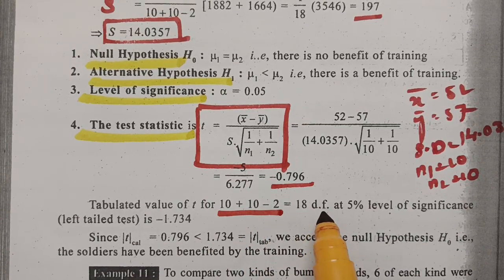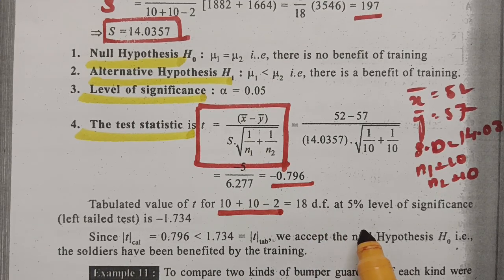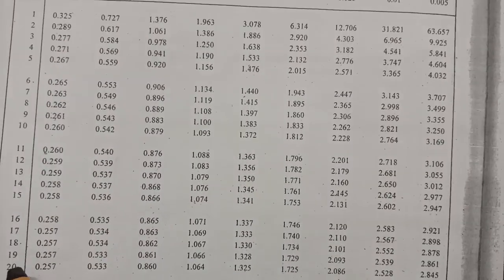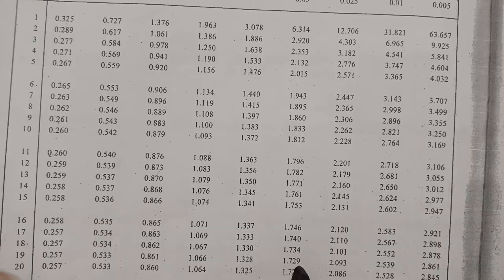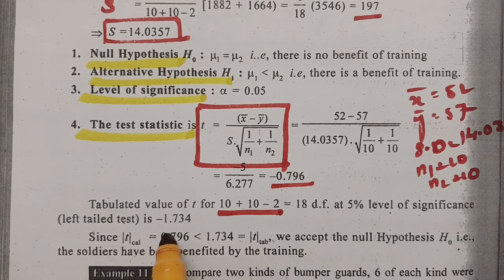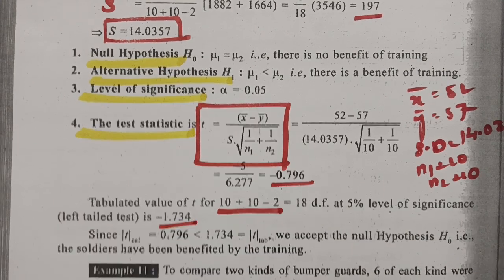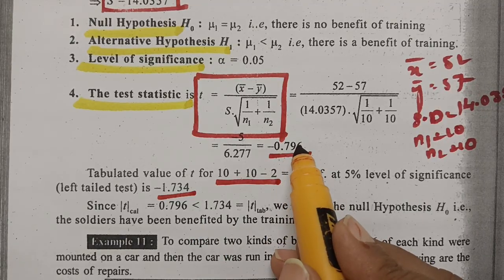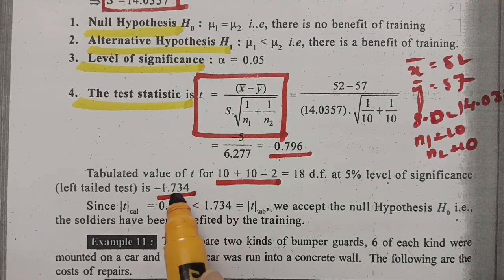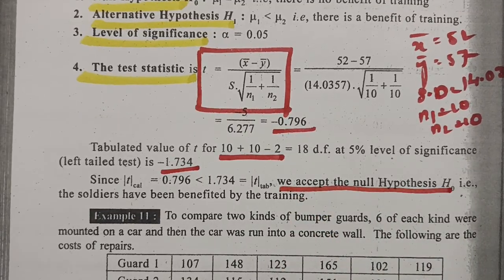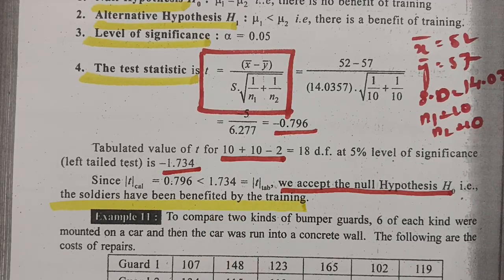At 18 degrees of freedom, at 5% level of significance, for the T distribution, clearly it is 1.734. So if you take the modulus, this is 1.734, and this value is nothing but the calculated value, and this is the tabular value. Clearly 0.796 is less than 1.734, and therefore we accept the null hypothesis H naught, and therefore the soldiers have been benefited by the training. That is the conclusion part.